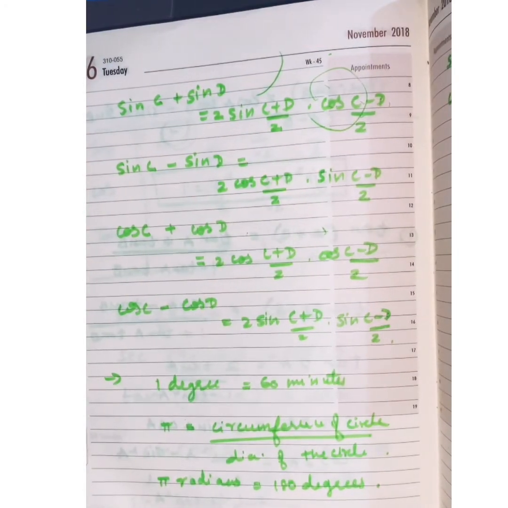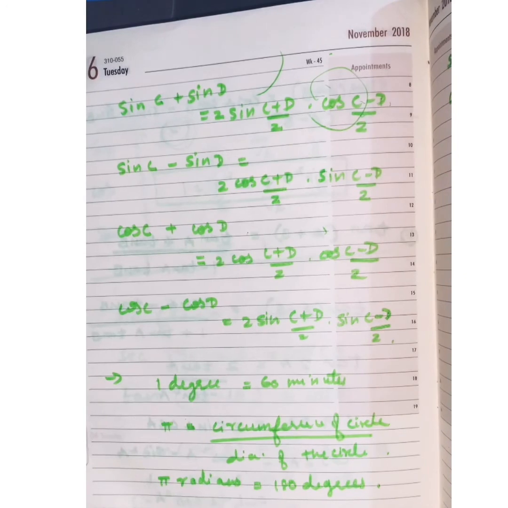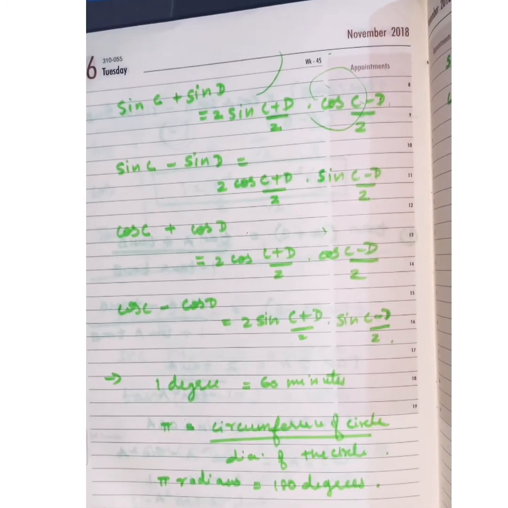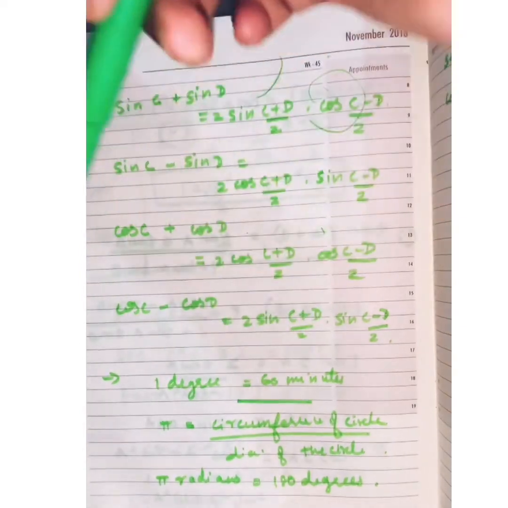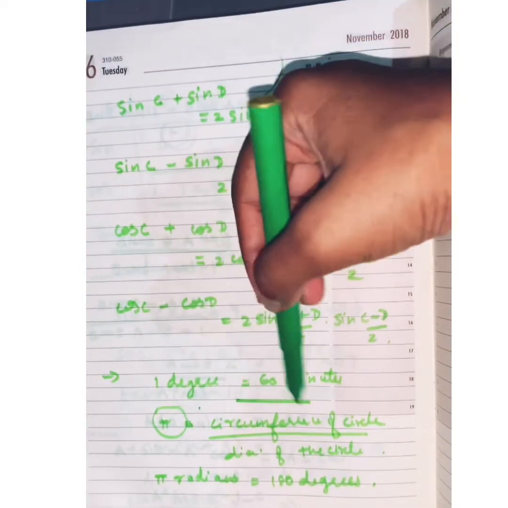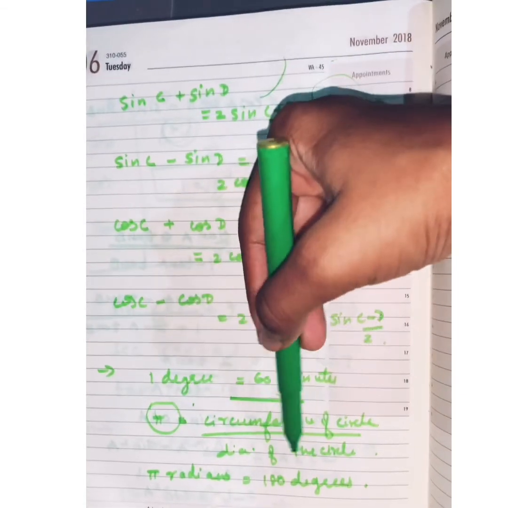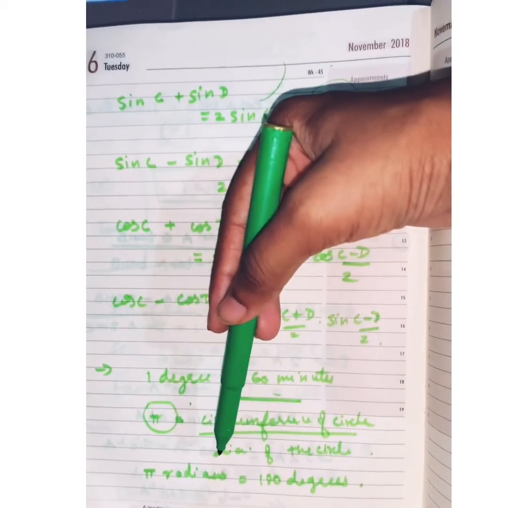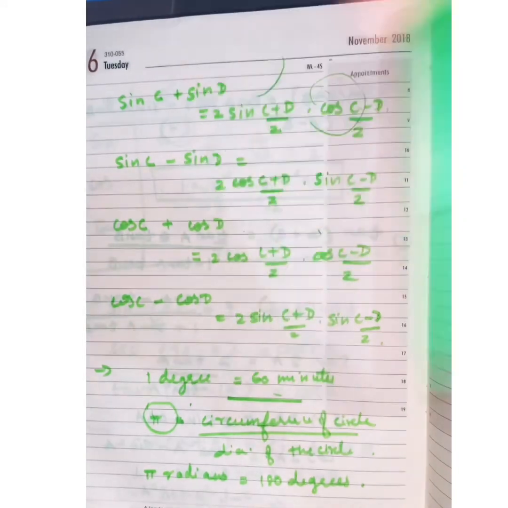An important thing you have to know is when you are given 1 degree in a trigonometry question, it refers to 60 minutes. And what is pi? Pi is circumference of circle by diameter of the circle. Pi radians is equal to 180 degrees.